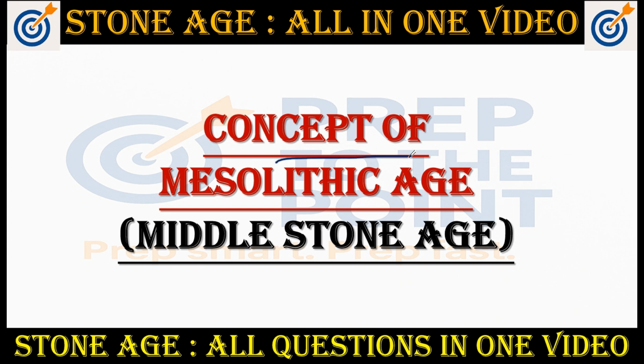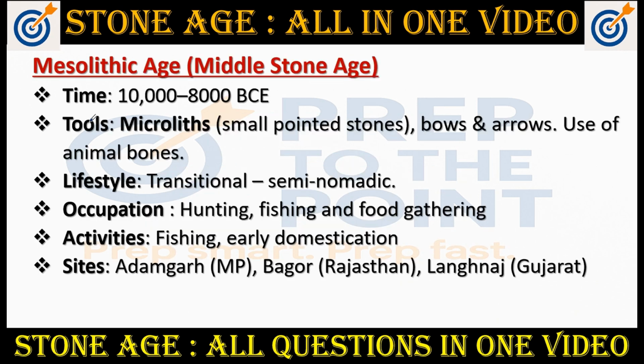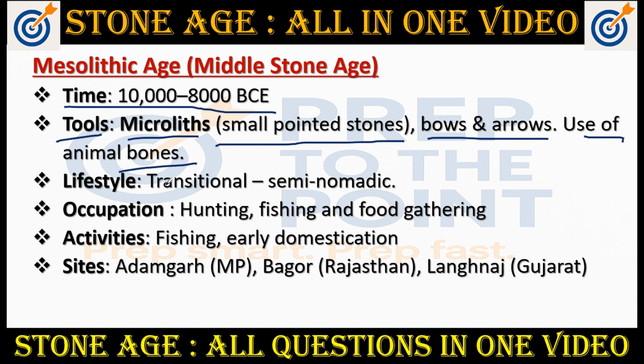Now, concept of Mesolithic age. Mesolithic age is also known as Middle Stone Age. Time duration of this period is 10,000 to 8,000 BCE. Tools used are known as microliths. The meaning of microliths is small pointed stones. Bows and arrows were also used. Use of animal bones was there.